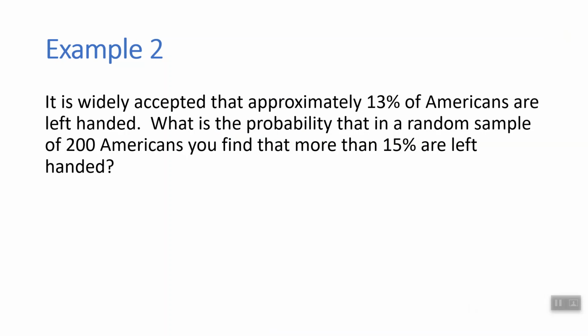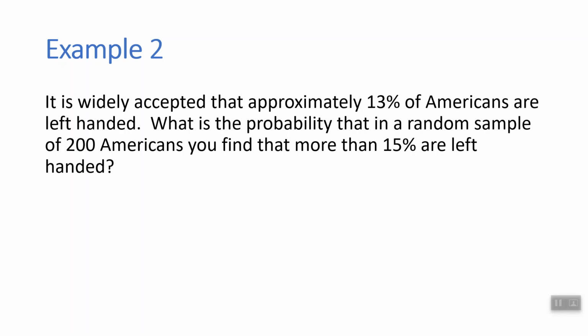Let's work example 2 in this lesson. It is widely accepted that approximately 13% of Americans are left-handed. What is the probability that in a random sample of 200 Americans you find more than 15% are left-handed?